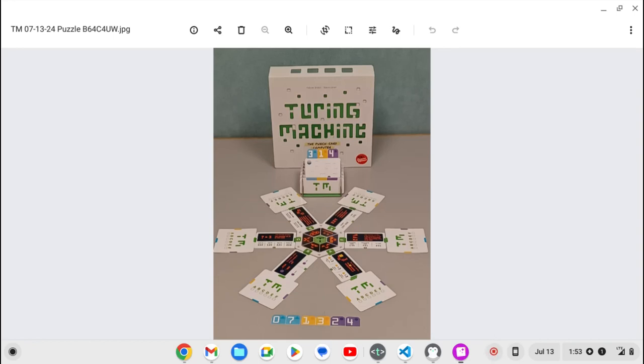Let's begin. Today's July 13th, 2024, and we're solving the Daily Turing Machine Puzzle. Today's puzzle uses 6 criteria cards and its 6 verification cards. Let's go to turingmachine.info for the details.